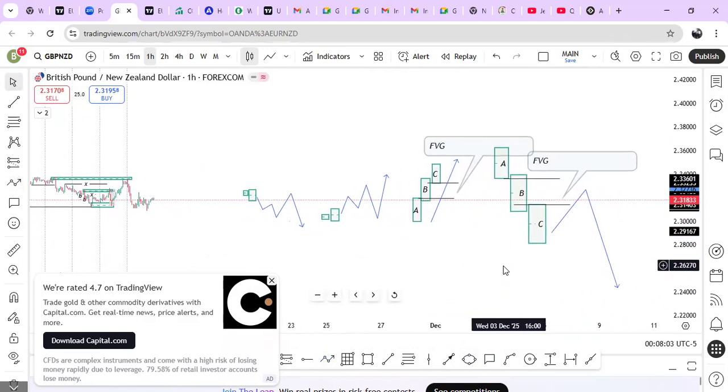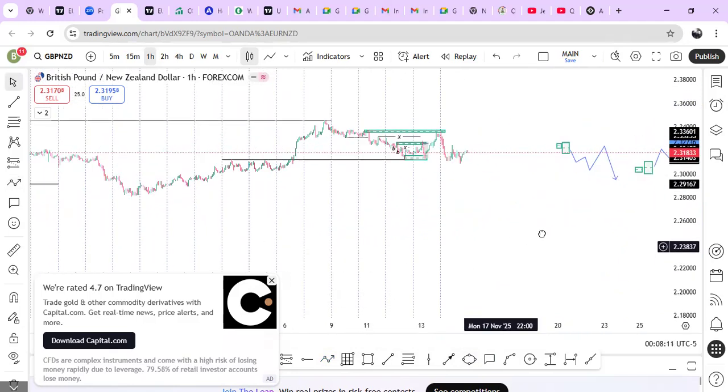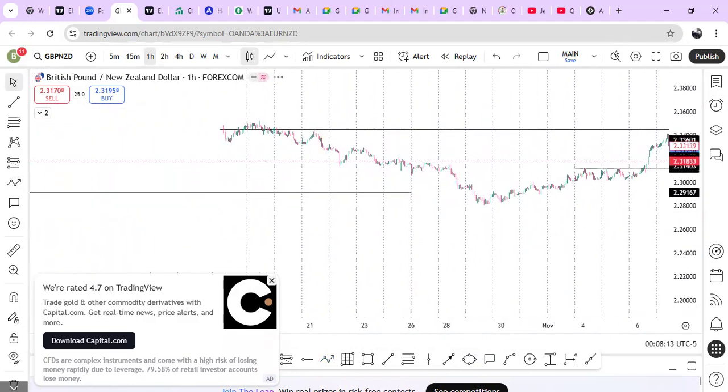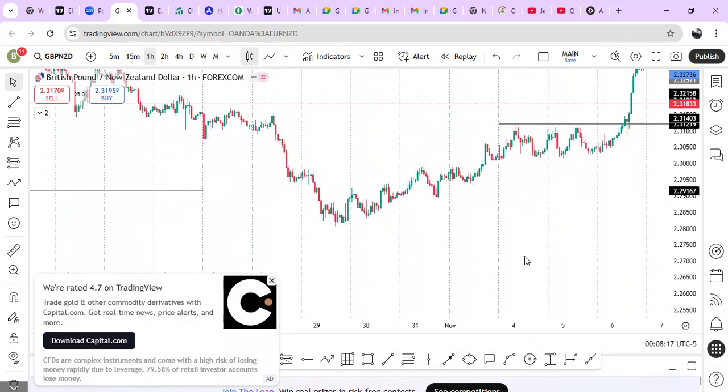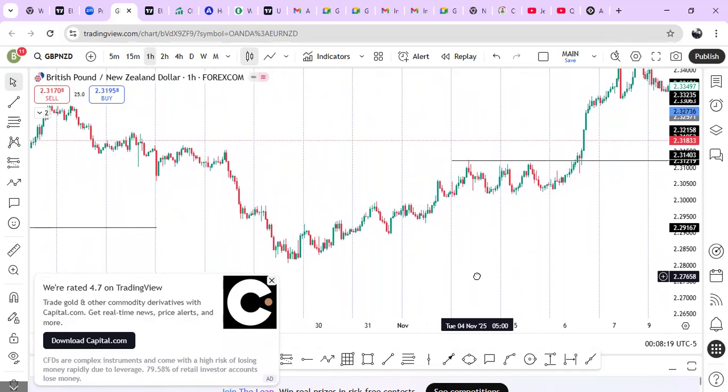I hardly use this. I only trade on confirmation. Price will come here and continue. So let's go to the chart and check, just to identify them.